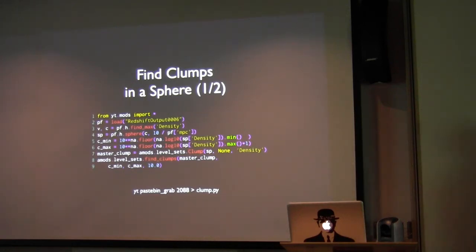So then on line 7, we're actually defining our first clump, which may not actually be a gravitationally bound clump, which is something, again, Britton will say. And then on lines 8 and 9, we actually go ahead and run the clump finder.